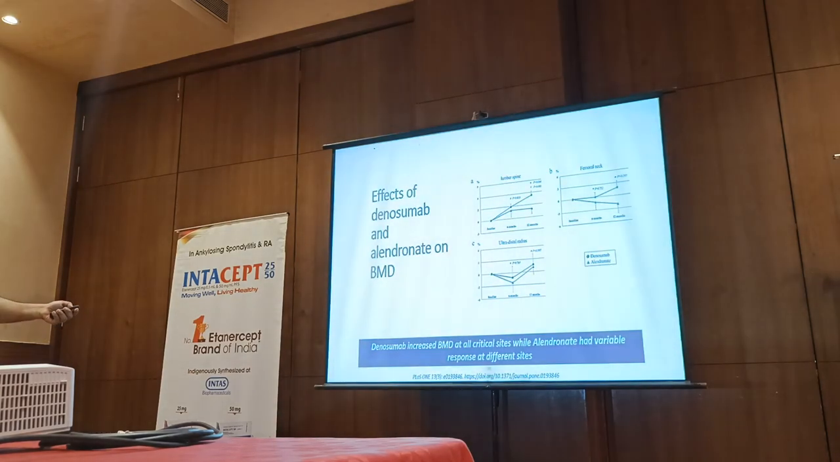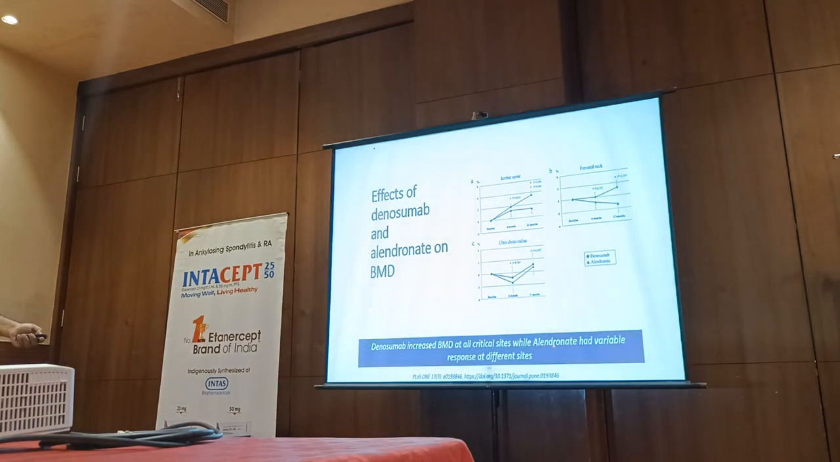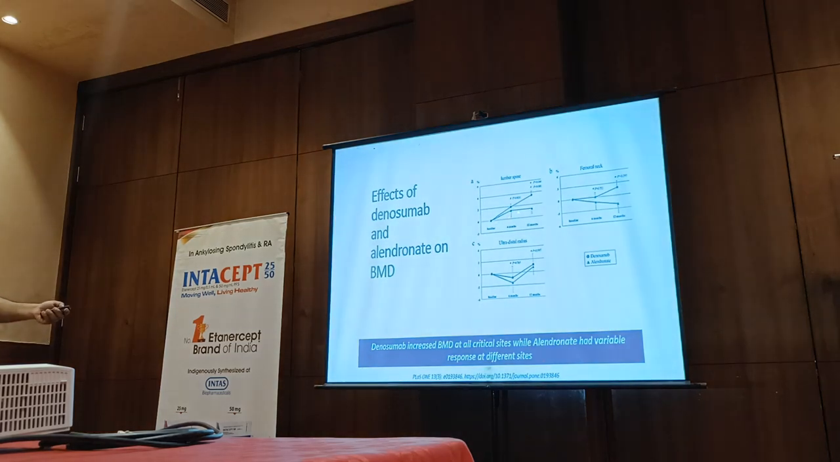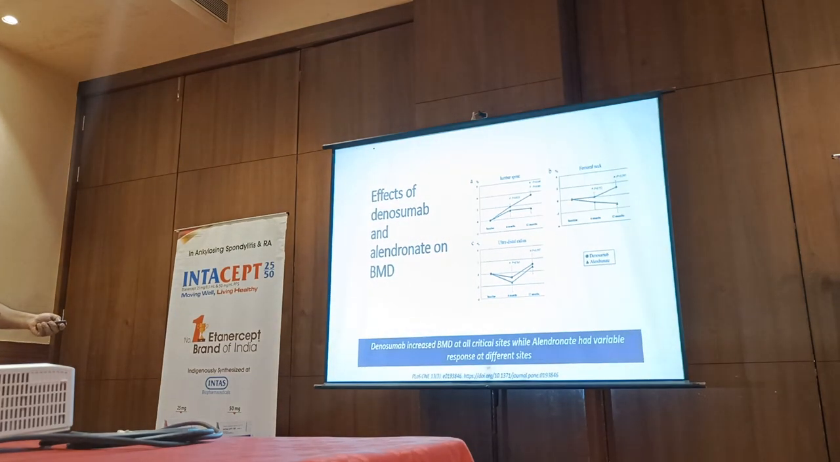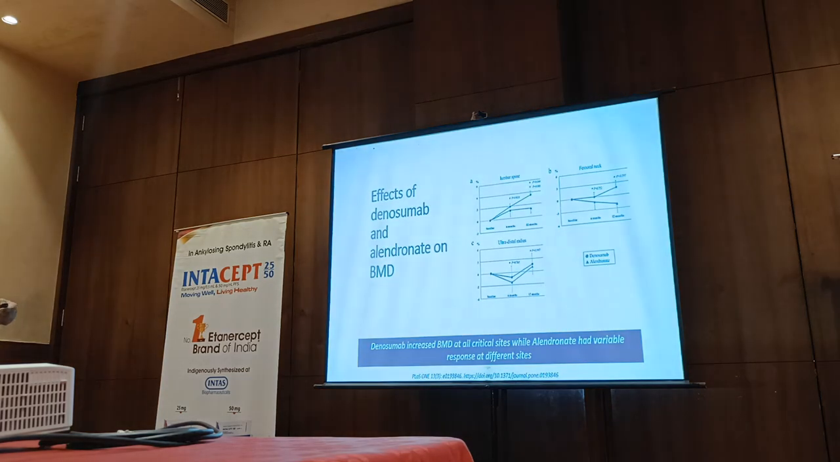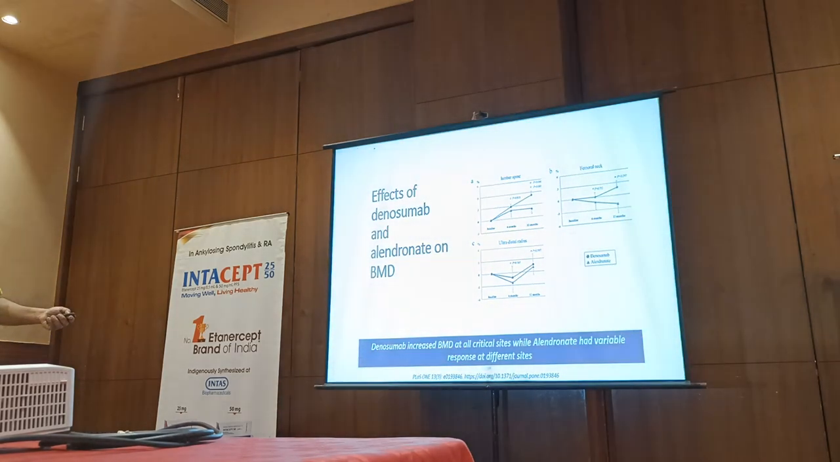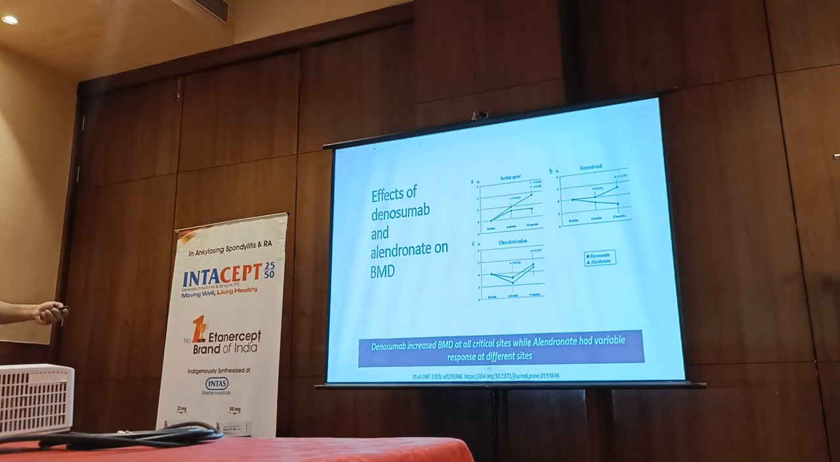So the effect of denosumab and alendronate on BMD: you can see that denosumab increased BMD in all critical areas, while alendronate had a variable response. In the lumbar spine, you can see there is a variable response. Here there is an almost parallel response at the distal radius, but again a different response in terms of the femoral neck. You can see that everywhere the denosumab graph is going up. On the other hand, the alendronate graph is going down in the case of the femoral neck, giving a steady line in the case of the lumbar spine, though it's quite parallel in the case of the radius.